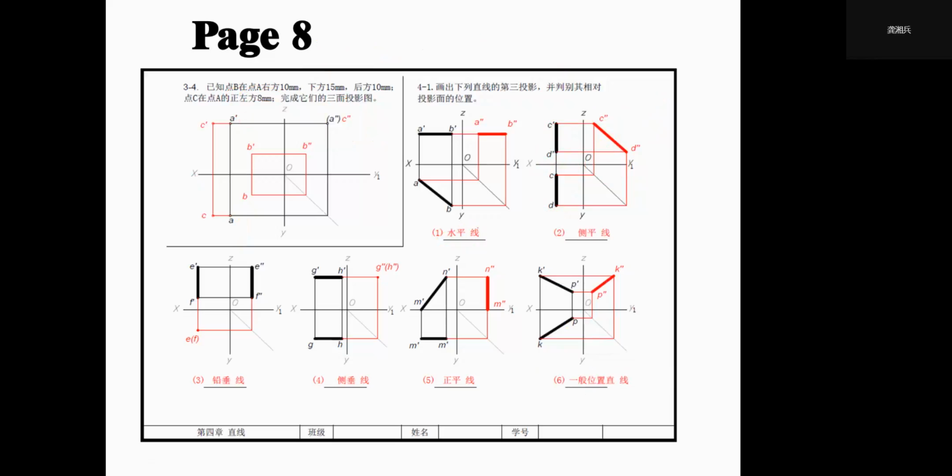So okay, this is a horizontal line, H line. This one is a side line, S line. We call them parallel lines because they are parallel to the projection plane. This one is parallel to the side plane. This one is parallel to the H plane.